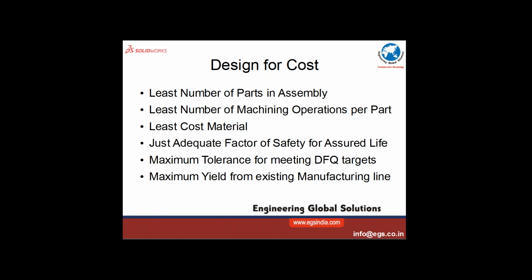For design for cost, as a design engineer, we should have the least number of parts in the assembly, least number of machining operations per part, least cost material, just adequate factor of safety for assured life. The word just is put before the adequate factor of safety to signify that we cannot go overboard when it comes to selection of factor of safety, and it has to be driven by the assured life considerations as compared to anything else. Maximizing the tolerance for meeting the DFQ targets and maximizing the yield from existing manufacturing lines. These are some of the attributes that need to be checked at the design stage if we were to come up with least cost designs at the first time right exercise.